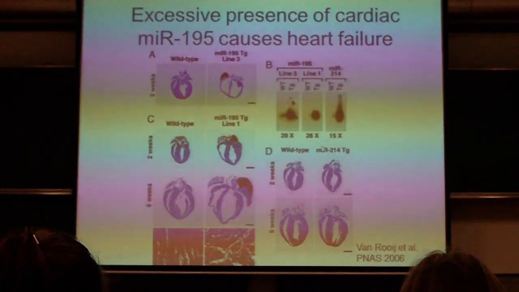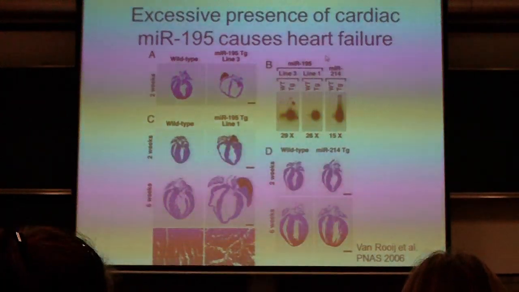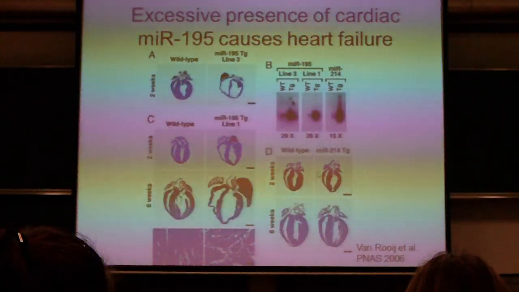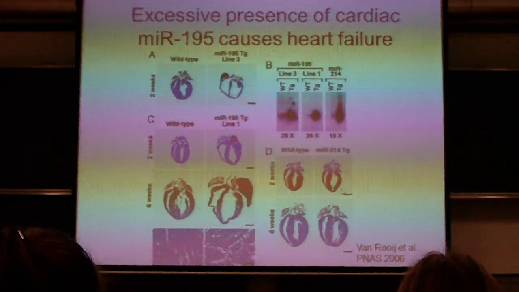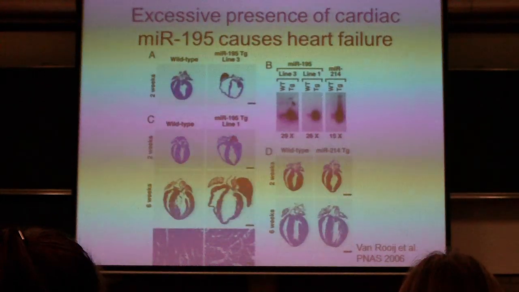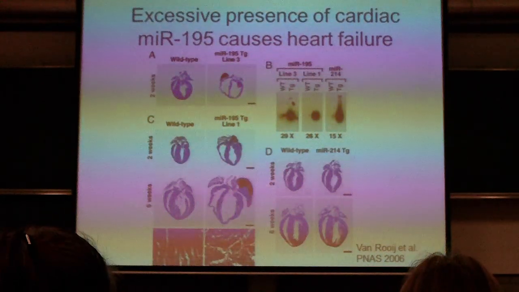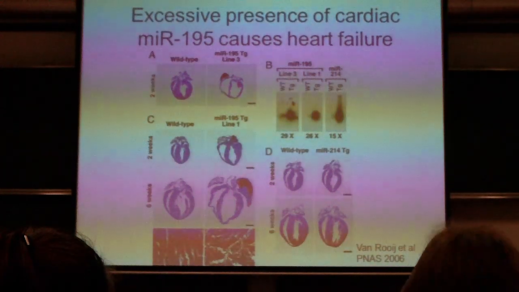They made another transgenic, and just to add that this was the microRNA 214 that they also found upregulated. And here you see that these transgenics do not have a phenotype at all. So just to illustrate to you that success is not guaranteed. Not all microRNAs that are upregulated have very central roles in the development of the heart.